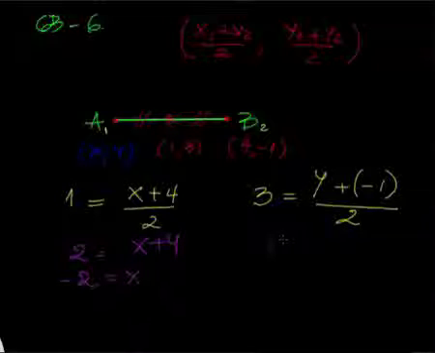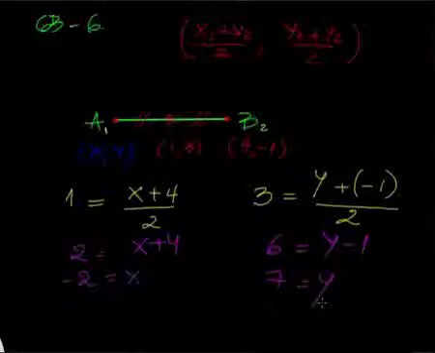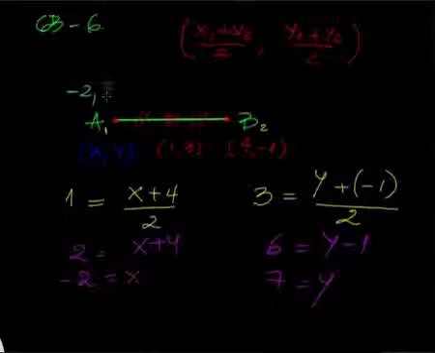Here 6 is equal to y minus 1. I move the -1 by adding 1 to both sides, so 7 is y. Now I can definitely say that my A x coordinate is -2 and my y coordinate is 7. So I know where the point A is.